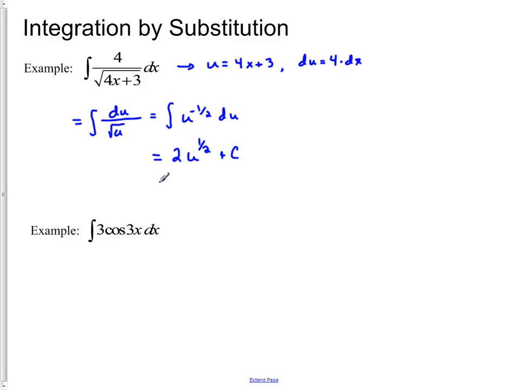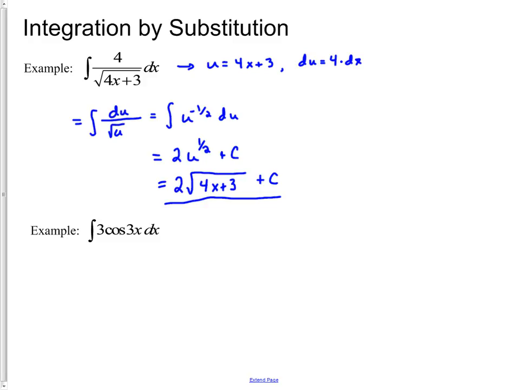And rewriting it to look a little more familiar, we replace u one last time and say this antiderivative should be 2 times the square root of 4x plus 3, which was u. So we've got 4x plus 3 to the 1/2 plus the constant. And again, taking the derivative of this expression would certainly verify that we're going to get 4 over the square root of 4x plus 3.